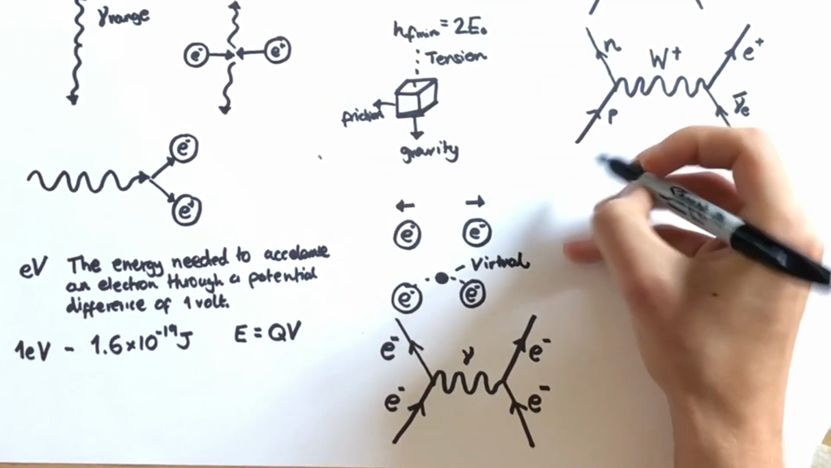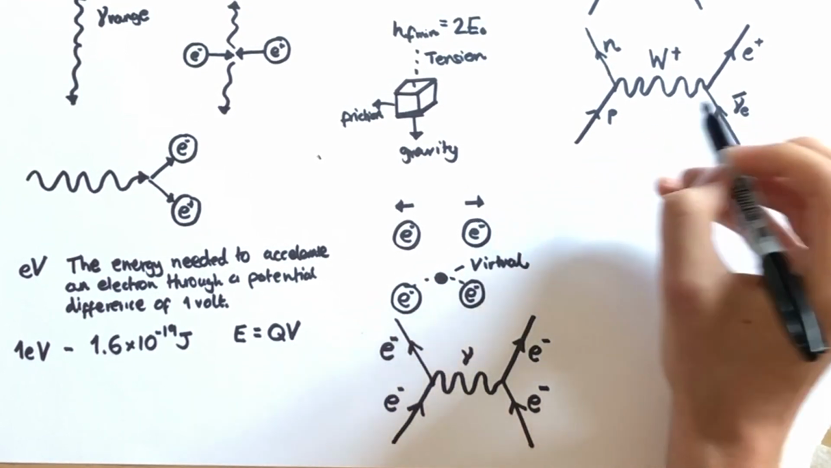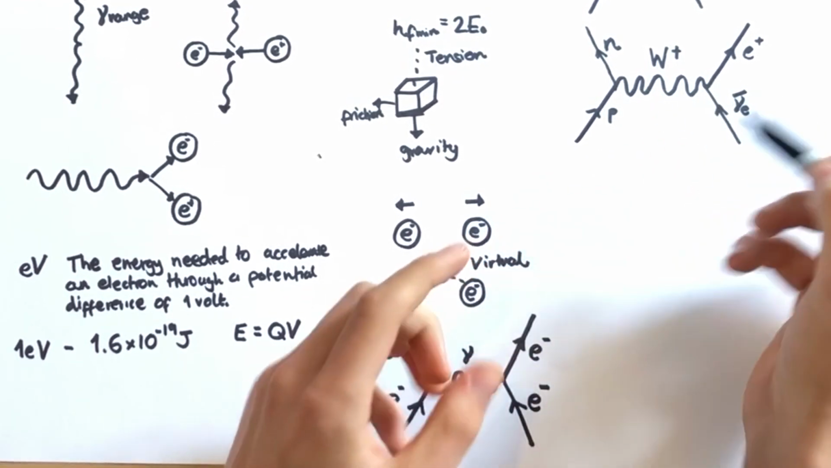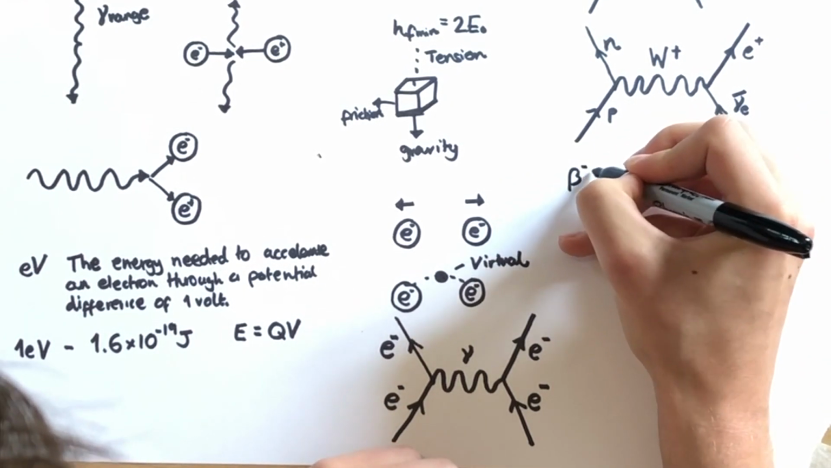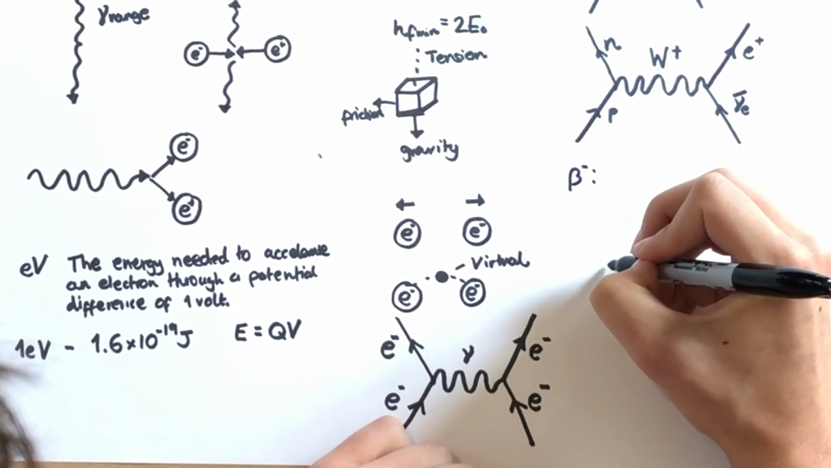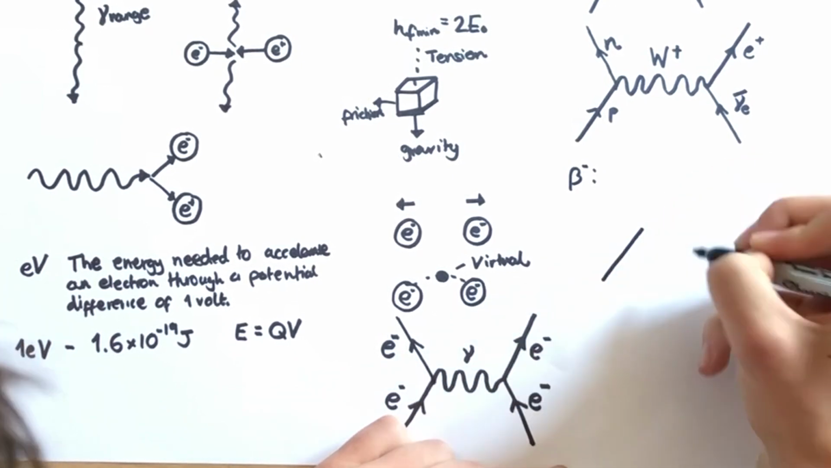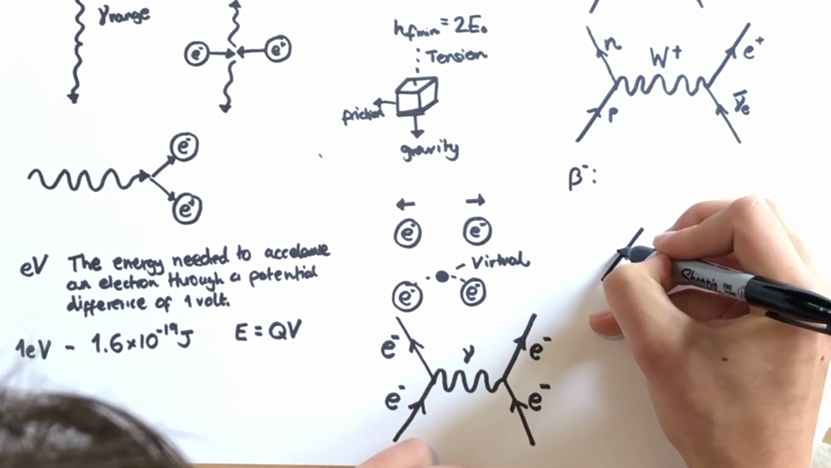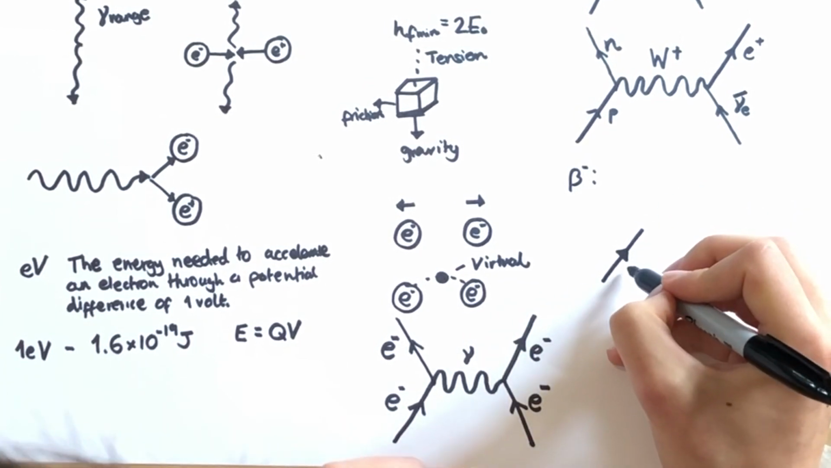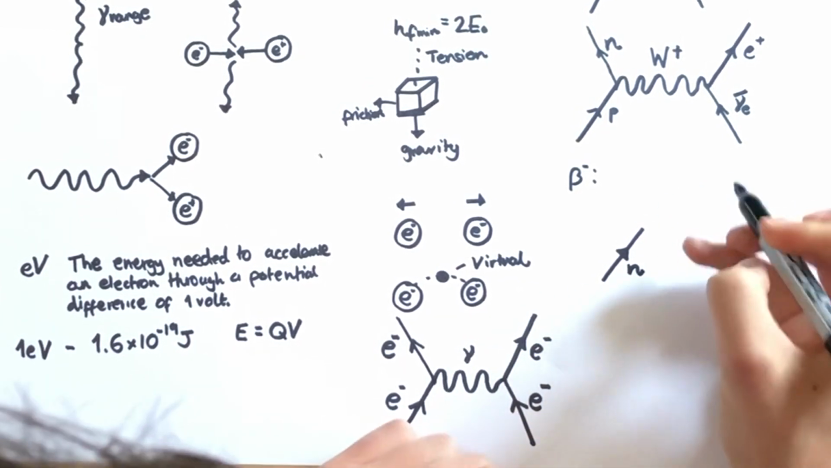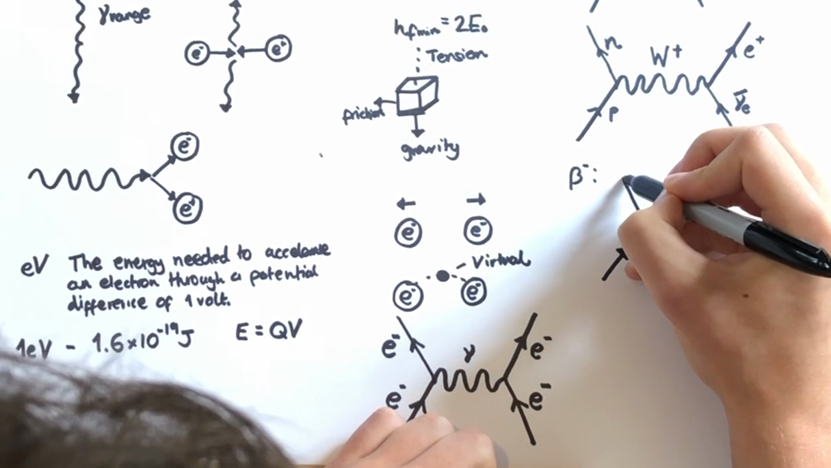So I'm now going to draw out 2 more interactions, and this time I'm going to draw out the beta minus and the beta plus reactions using this. Now that we know the force responsible, we can draw out the beta minus and the beta plus. So let's start with the beta minus interaction. This is probably one you'll have to know. So in the beta minus, we have a neutron going in, and what's going out?